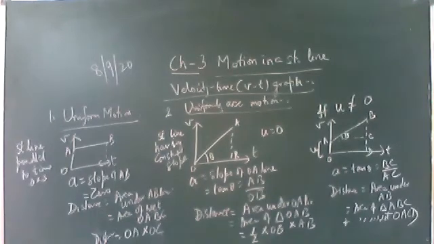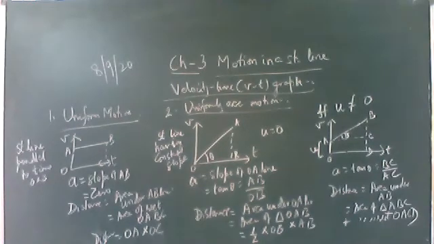For uniform motion, it is a straight line parallel to the time axis, and for uniformly accelerated motion, it is a straight line having a constant slope, and the slope is giving the acceleration, and the area covered under the velocity time graph is giving the distance traveled. If you have written, let me know so that I'll rub the board.